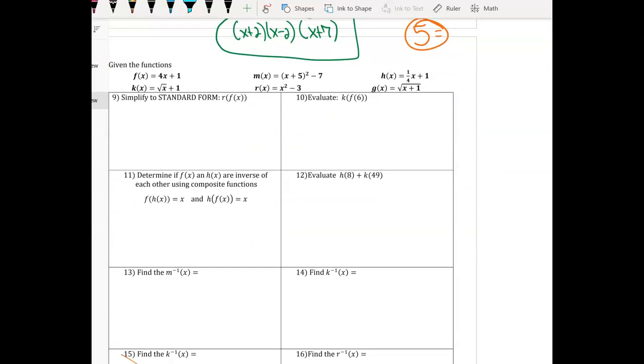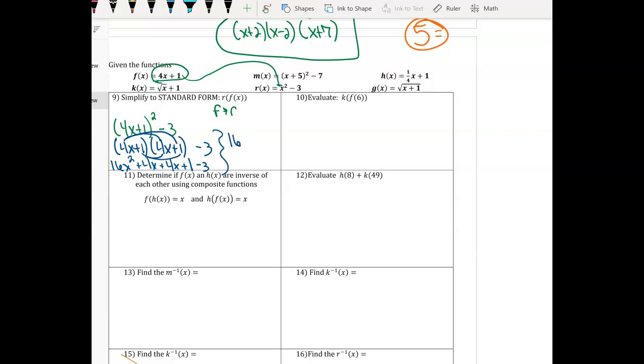So in the first one, this is a composite or composition function, and it says f is going into r. So essentially what's going to happen is this is going to go to r's function. Instead of x being squared, I'm going to have 4x plus 1 squared. And then still the minus 3. The directions do say go to standard form, so that means I'm going to take 4x plus 1 and multiply it twice. So I'm going to get 16x squared. I'm going to get 4x. I'll get 4x again. 1. Take away 3 gives me a final answer of 16x squared plus 8x minus 2.